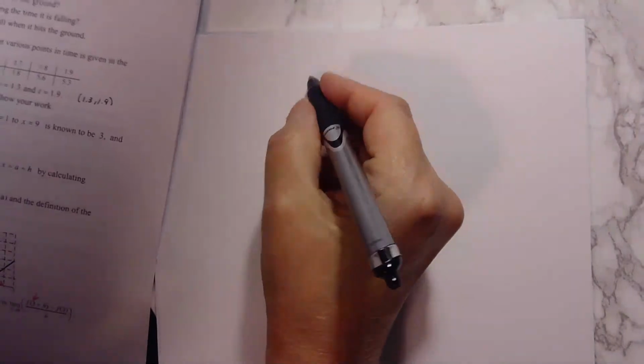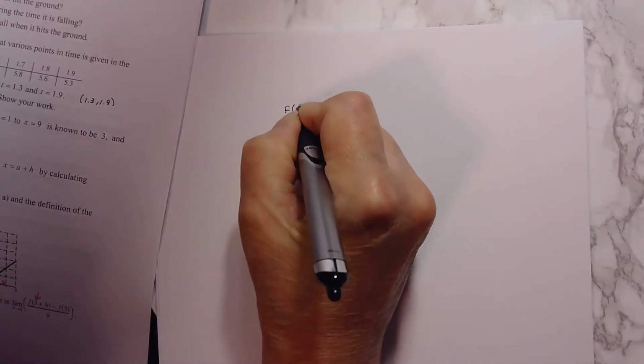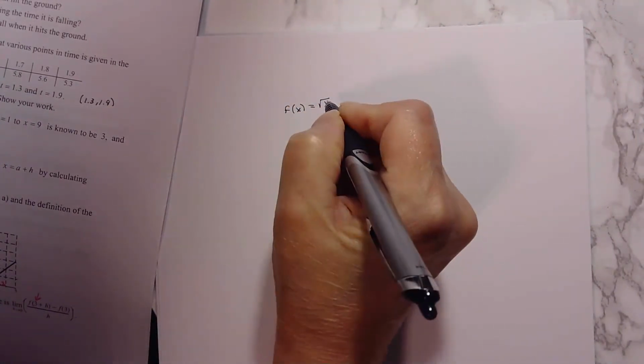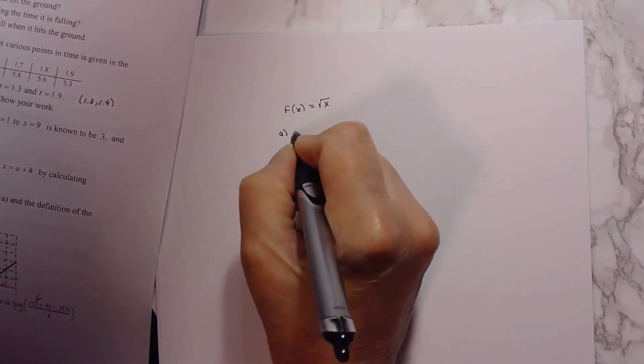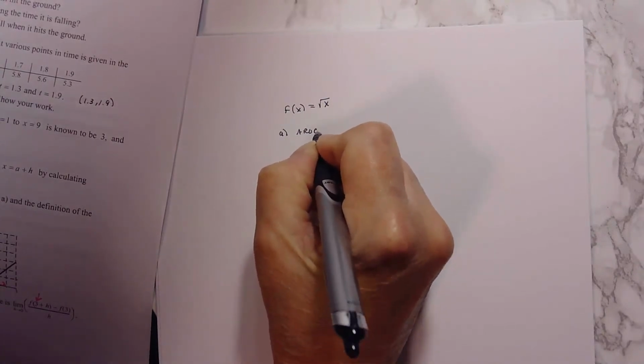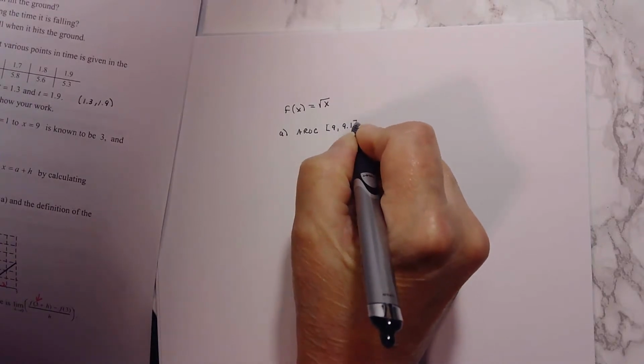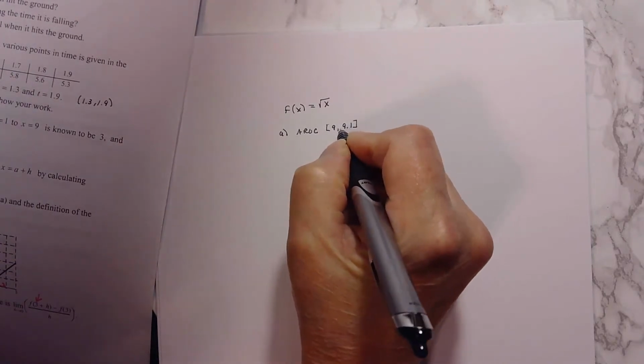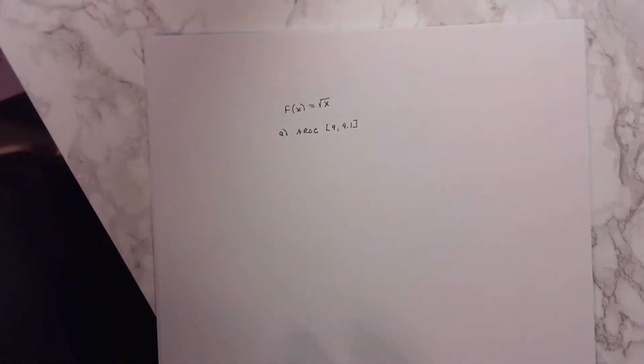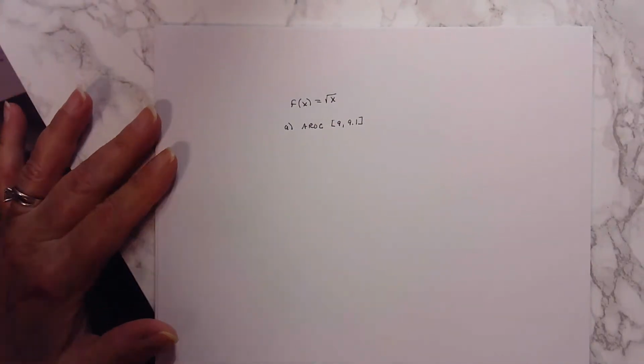Okay, number 1, we're given a function f of x equals root x, okay? And in part A, we want to find the average rate of change on the interval from 9 to 9.1. So we're choosing a point a little bit to the right of 9, and we're going to compute the slope of the secant line, or the average velocity.